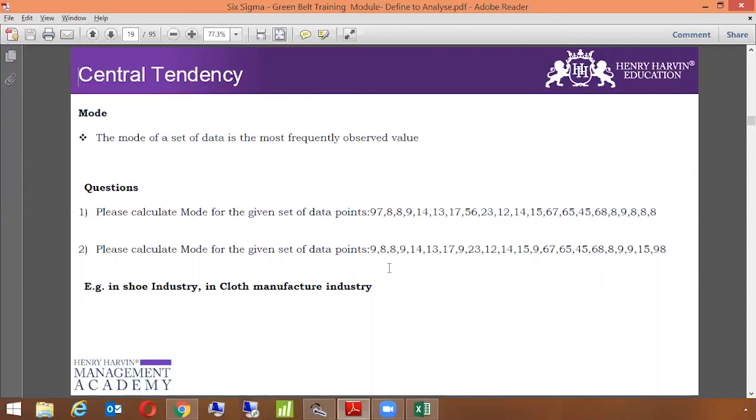In this given data set, if you want to see which value is the most frequent one, it's 8 here. You can see 8, 1 2 3 4 5. So in this scenario, I would consider mode as my measure of central tendency. There's a second example, and I would request you to do it on your own so that you understand how to calculate mode.